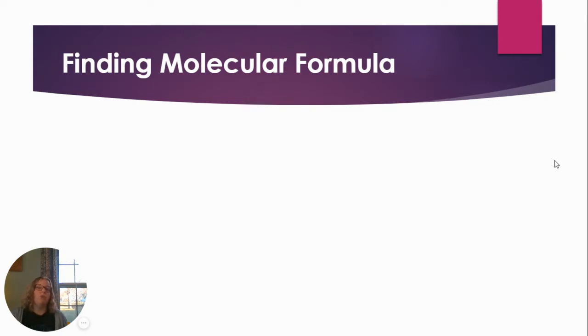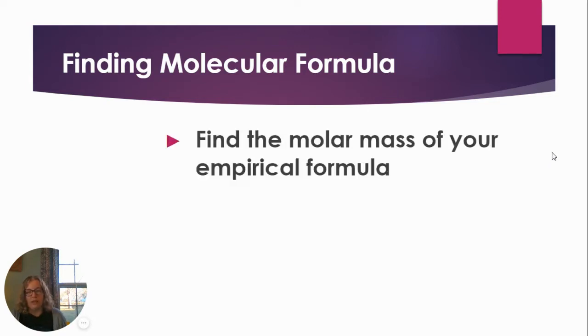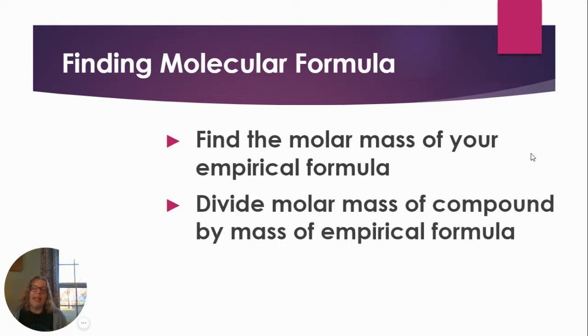Then if you know the molar mass of your substance, you can find the molecular formula. So what'll have to happen in that problem is they will have to tell you the molar mass of the big compound. And then what you need to do is find the molar mass of your empirical formula, so the reduced version of that formula. And then you are going to take the molar mass of the whole compound and divide it by the molar mass of the empirical formula.